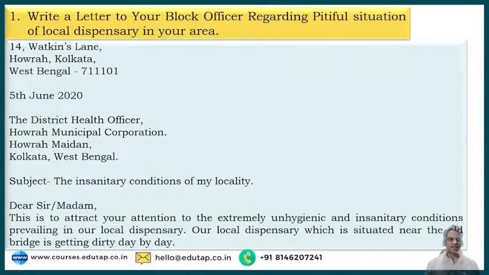So first was, write a letter to your block officer regarding the pitiful situation of the local dispensary in your area. So you start with your address, 14 Watkins Lane, Howrah, Kolkata, West Bengal. Then the date, 5th June 2020. Then the receiver's address, to the District Health Officer, Howrah Municipal Corporation, Howrah Maidan, Kolkata, West Bengal. Subject line: the insanitary conditions of my locality. This is a complaint letter.